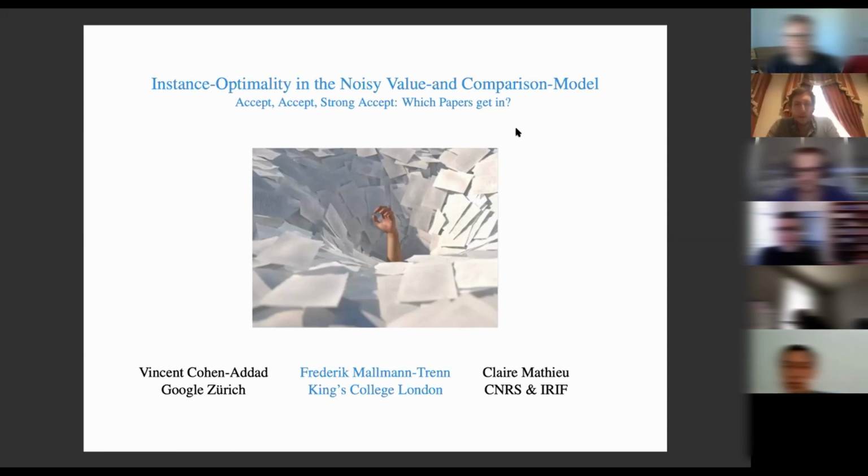This talk is about instance optimality and the noisy value and comparison model. And what this means is something I'm going to explain in a second. It's a joint work with Vincent Cohn-Haddad and Claire Mathieu.